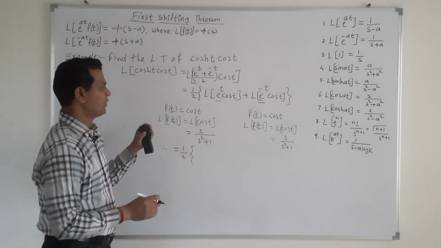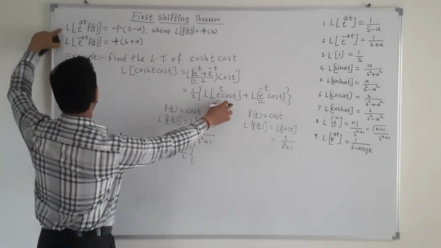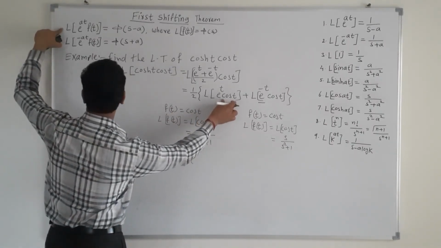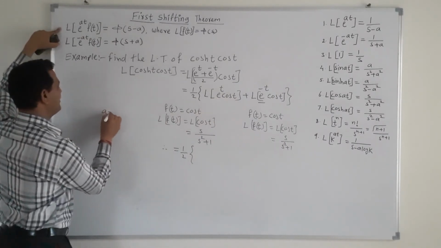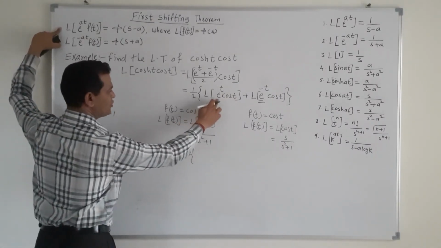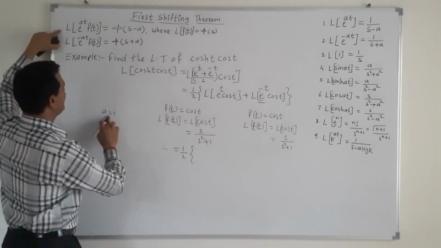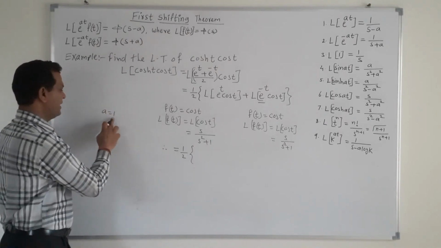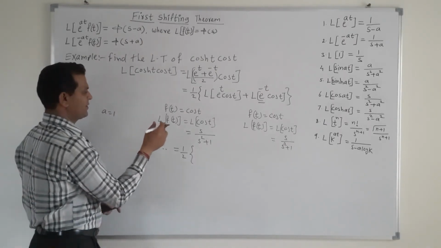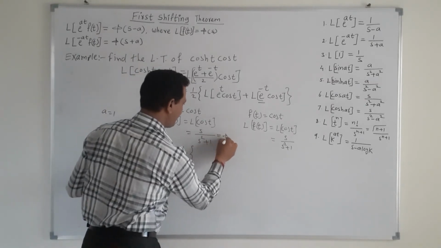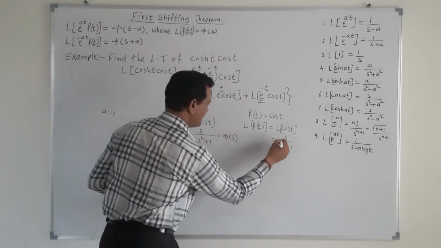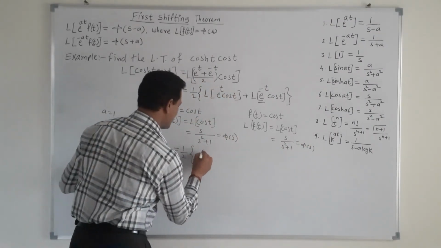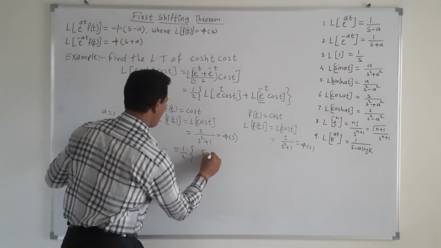Now apply the first shifting theorem. This is of the type e raised to at. After comparing this example with the standard equation, we get the value of a as 1. That means this is a positive power of e, the value of a is 1, so subtract 1 from s. Subtract a from s, where a is equal to 1. This is the value of phi of s for the first function, and this is the value of phi of s for the second function, which is actually the same. So we can write this as s minus 1.